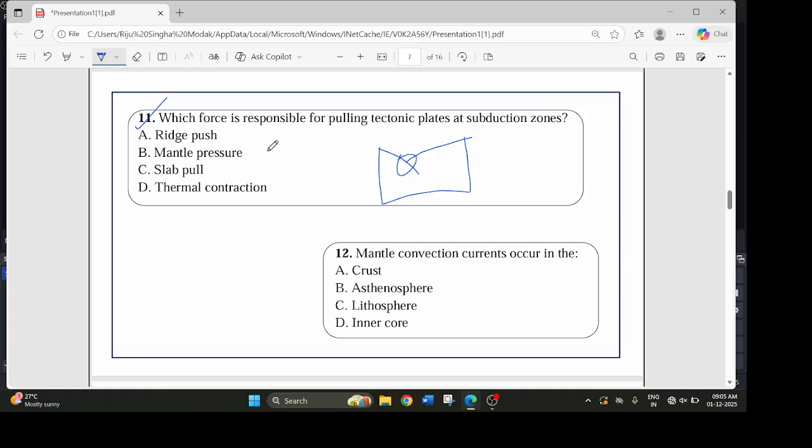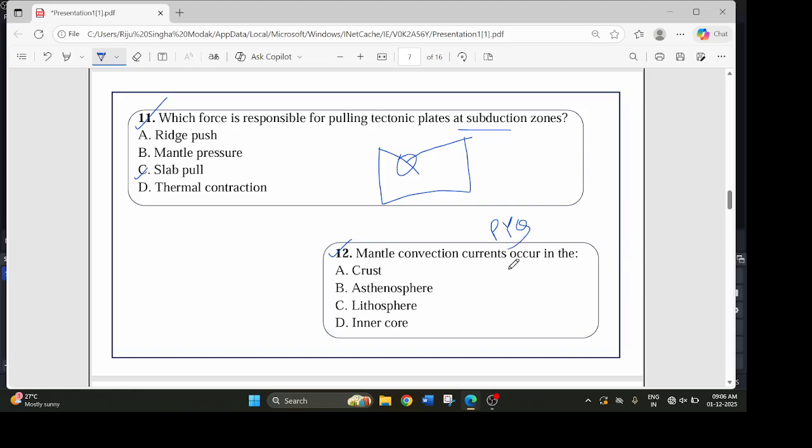So this question: which force is responsible for pulling tectonic plates at a subduction zone? Ridge push, mantle pressure, slab pull, or thermal contraction. Here the correct answer is slab pull. Question number 12: mantle convection currents occur in the crust, asthenosphere, lithosphere, or the inner core. This is a PYQ, a previous year question of your NET exam.